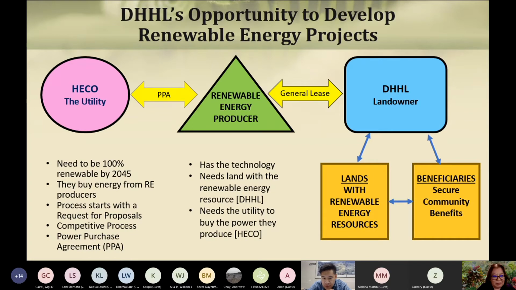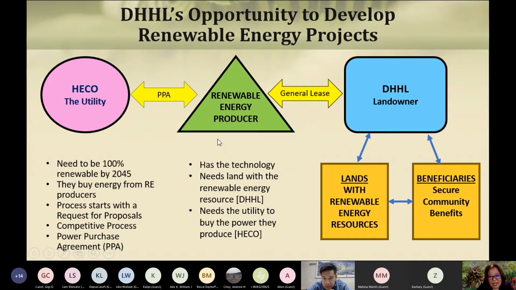And they start with the request for proposals that goes out. Mahina was saying it's a competitive process. And you end up with what's called a power purchase agreement, which is an agreement that Hiko said, we will buy X amount of energy from this producer. So let's look at the second entity, the renewable energy producer.